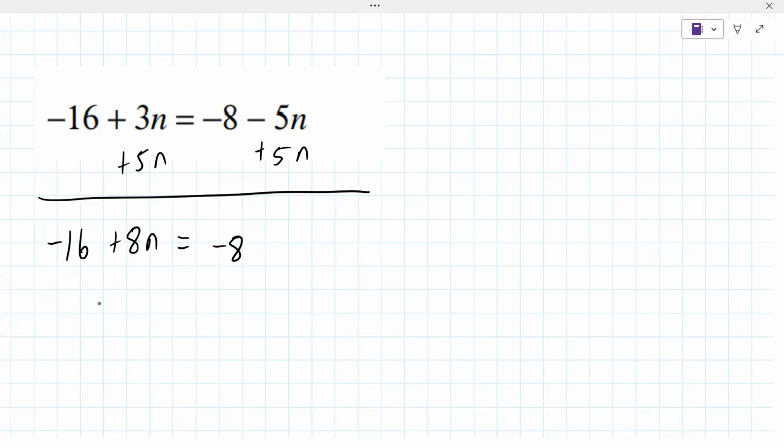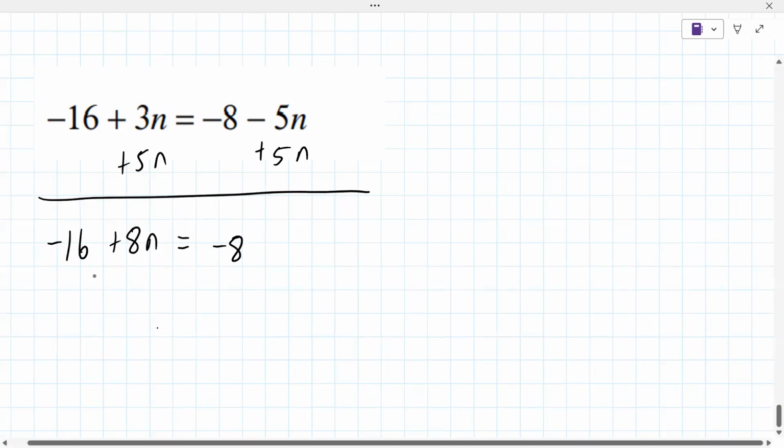Okay. So then from there you would add 16, which would then give you 8n equals -1. No, try again. What did you do to solve this? Oh, n equals, it's just n equals 1, not -1.